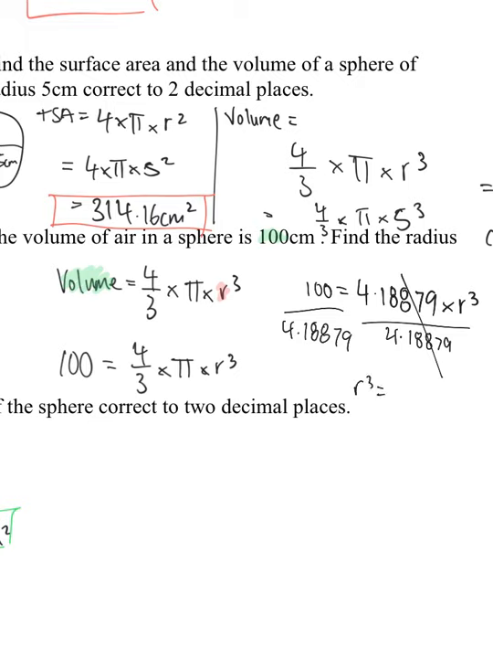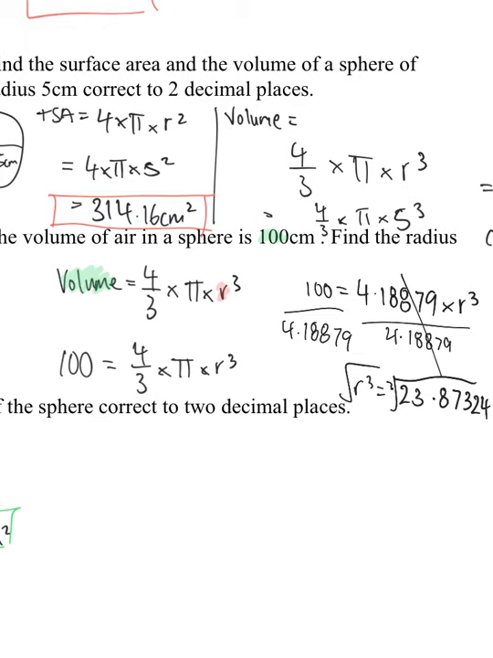So I'll do that now, 100 divided by 4.18879 equals 23.87. I'll go to 5 decimals, so 324. Okay, and then to get radius by itself here, guys, is you have to cube root.